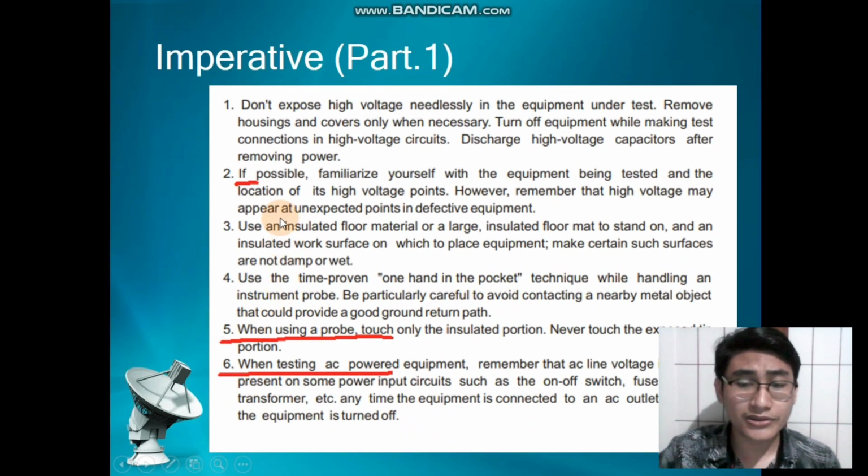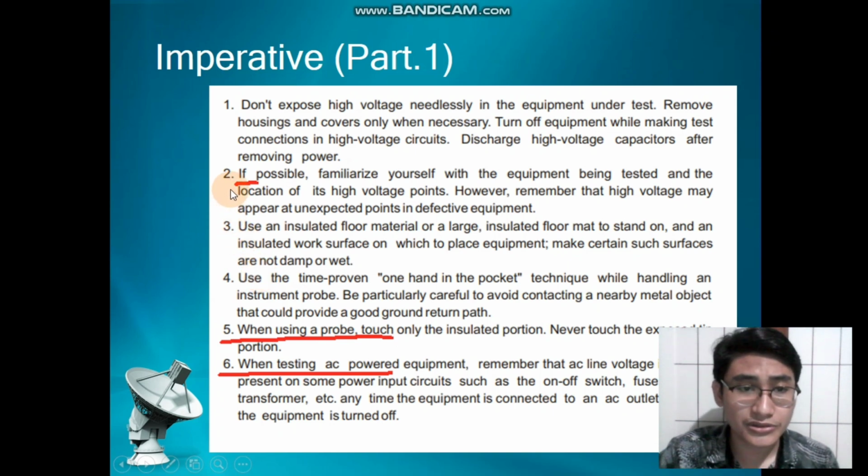Now, moving on to imperative part 1. Number 1, number 3, and number 4 are using imperative because the beginning of the sentence using the bare infinitive of the verb or the infinitive without to and not using a subject. Number 1 is negative imperative. Number 3 and number 4 are positive imperative.